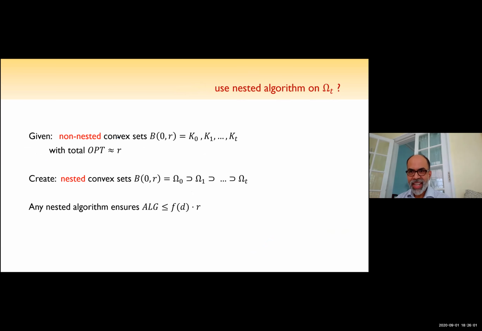So here's the idea, and several of us had this idea for some time. We didn't know how to make use of it. My instance is non-nested. These estimates are, however, nested. Why don't I chase these nested bodies? I have a good algorithm for chasing nested bodies. But come on, guys. All I know is that the point I'm chasing is inside omega t. It's an estimate of where opt is. It's not inside the body I want to be.